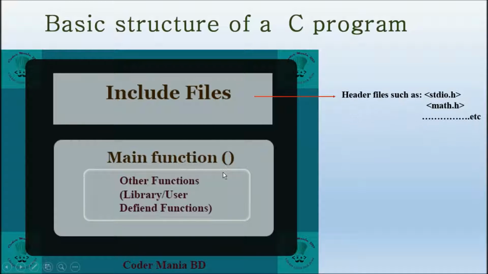In the include file section, we have to use many types of header files like stdio.h, math.h, conio.h, etc., and we have to use them according to our program.